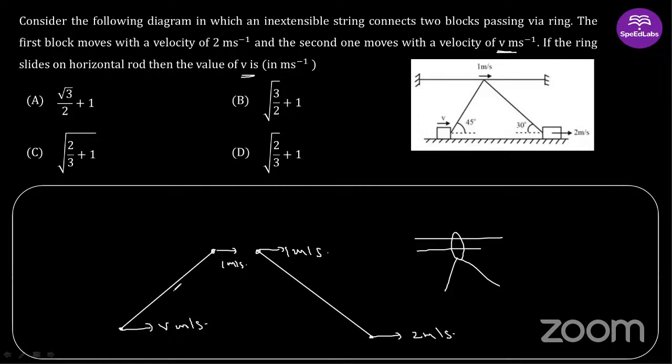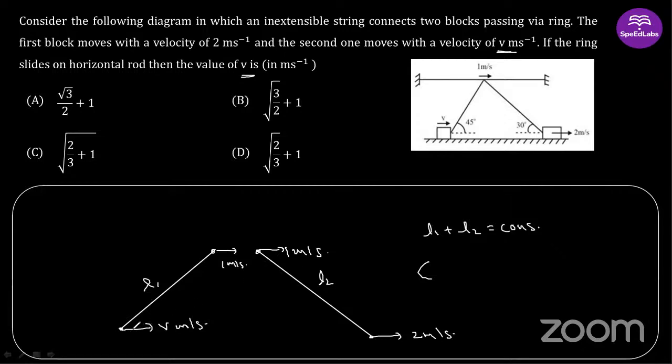Now I will say that if this length is L1 and this length is L2, then L1 plus L2 must be constant, the total length of this string. So L1 plus L2 must be constant, and that implies that the rate of change in L1 plus the rate of change in L2 must be 0. So with what rate is L1 changing?